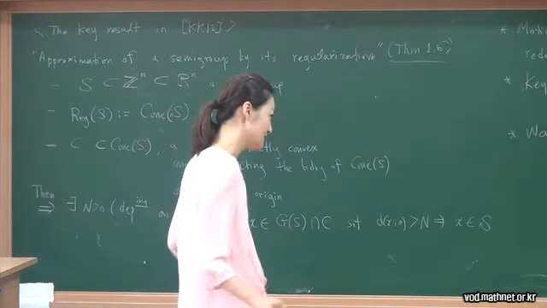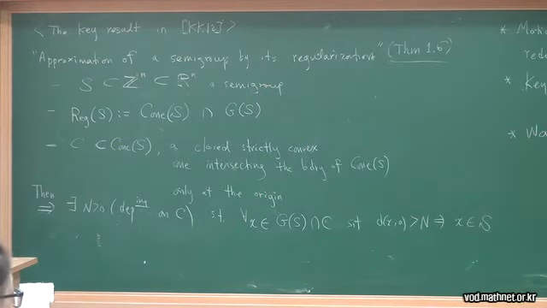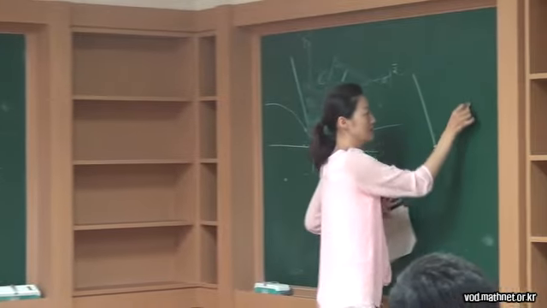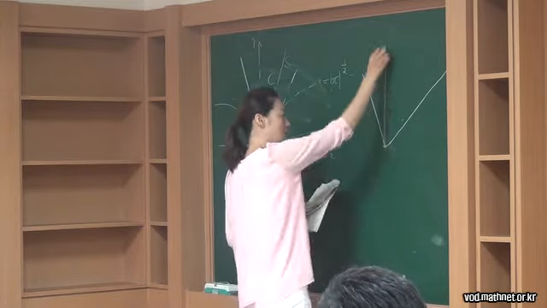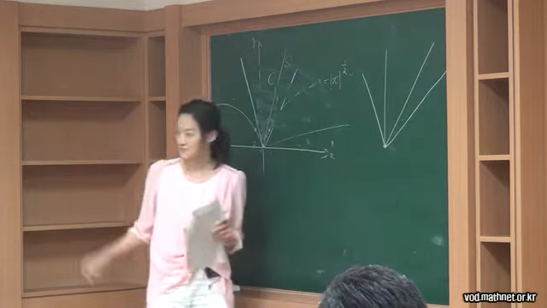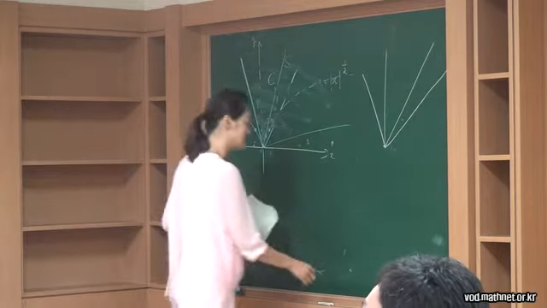I think it will be nice to study this picture a little longer. There are two more observations which are used to prove this theorem, and one of them is the following. Suppose you have two cones, one inside of the other. Suppose you have a cone, and you have another cone. Again, a cone is always a closed convex cone by definition. Suppose I have it like this.